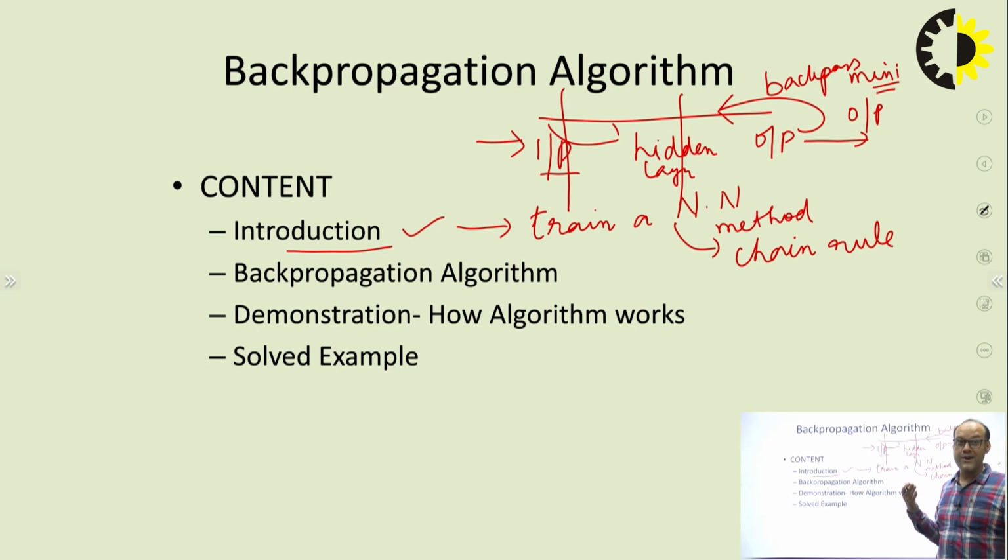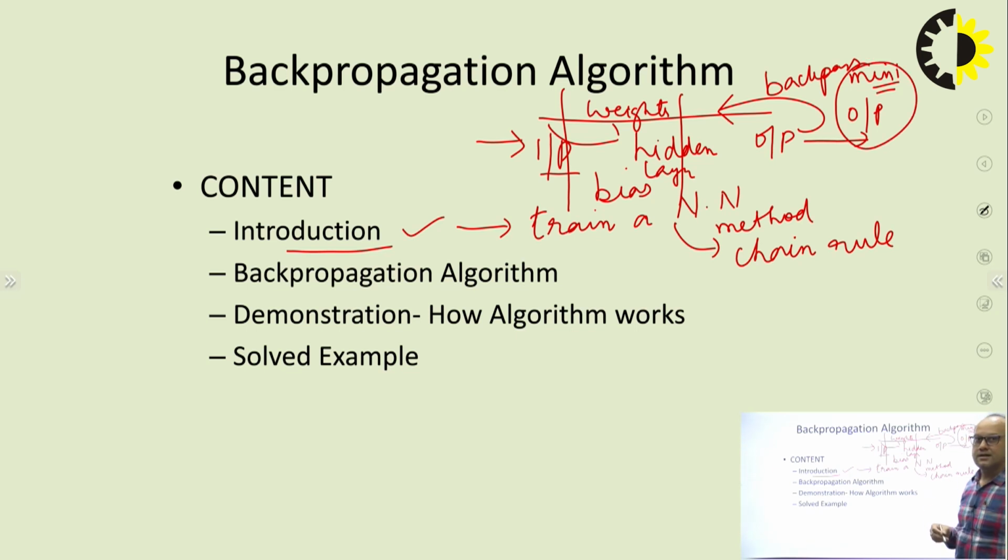What we are trying to do here is adjust different parameters in this algorithm. What are those parameters? The weights and biases. After adjusting the weights and biases, we want to minimize that difference, that error. So let me go directly to the topic.